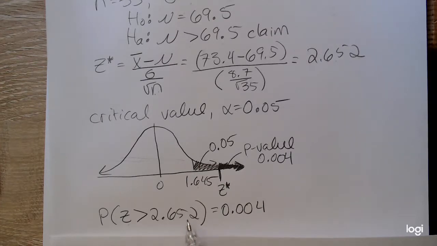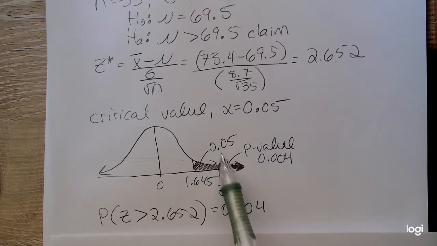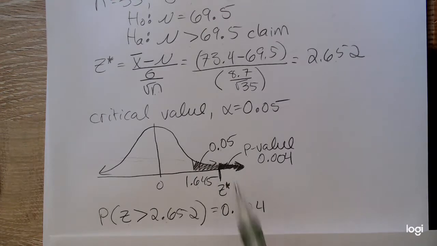You would input 2.652 as your lower bound and a very large number as your upper bound, leaving mu and sigma as 0 and 1 respectively. And then your calculator would output 0.004. 0.004 is clearly less than 0.05. If your p-value is less than your level of significance, then your decision will be to reject the null. You will get the same decision whether you use the critical value method or the p-value method.